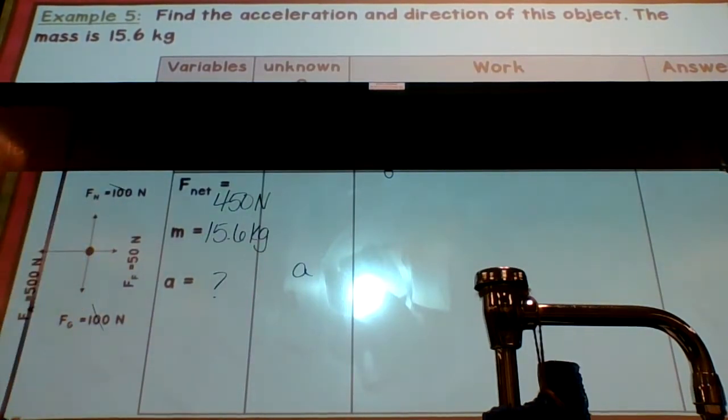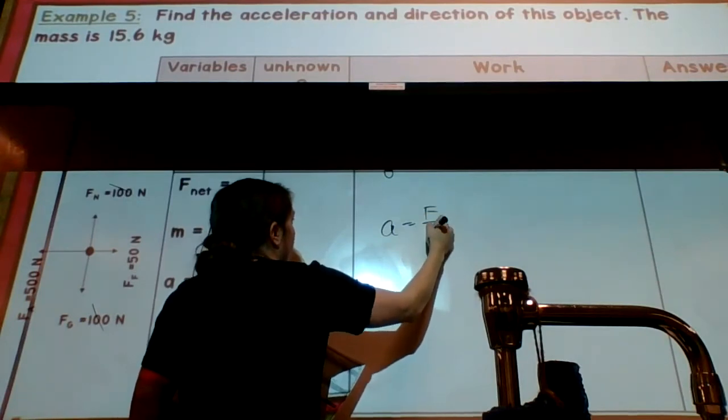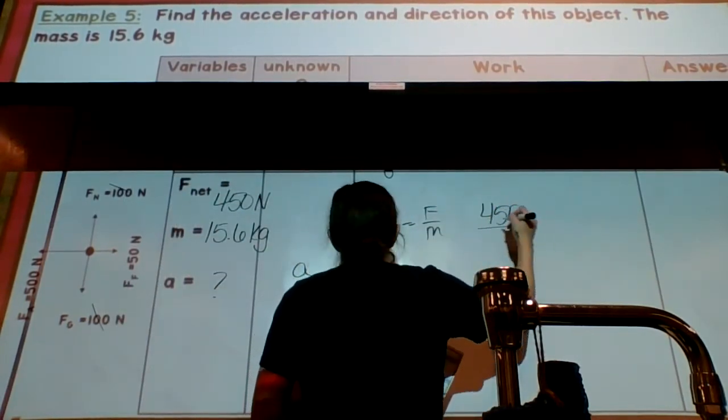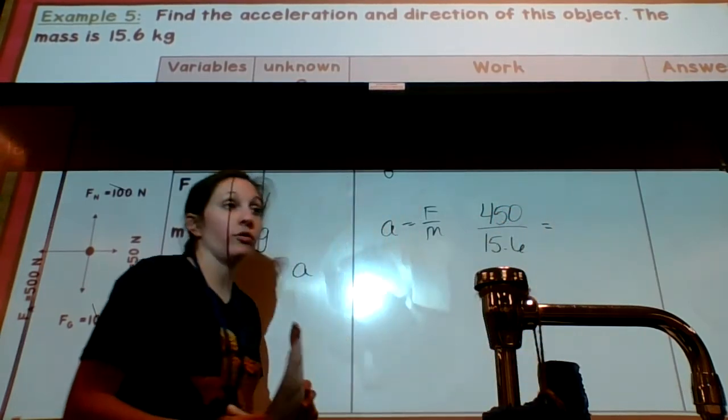Now, looking for A again. What do I do to find A? I'm going to divide. So A equals F divided by M. 450 divided by 15.6. Do that one in your head.